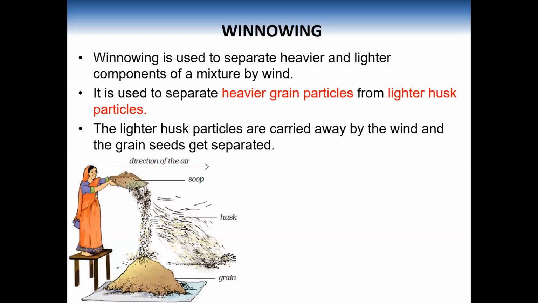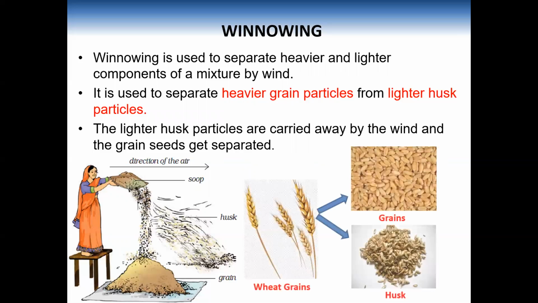In this diagram, this lady is standing on a raised platform. All the grains are present in a soup. This is the direction of air. In this process, husk will move according to the direction of the air, whereas all the grains will settle down at the bottom because they are heavier than husk. Husk is carried away by wind. So these are the wheat grains, and these are the husk.